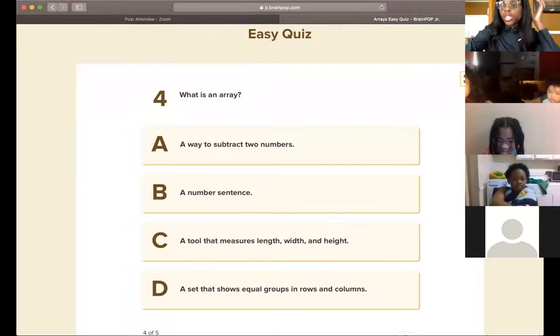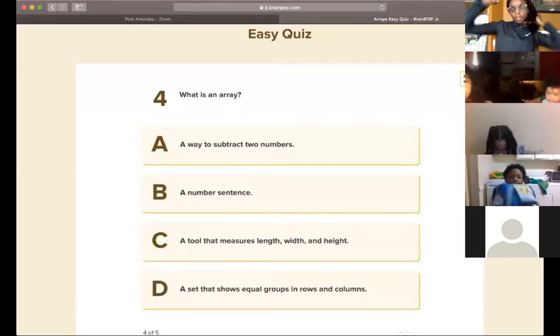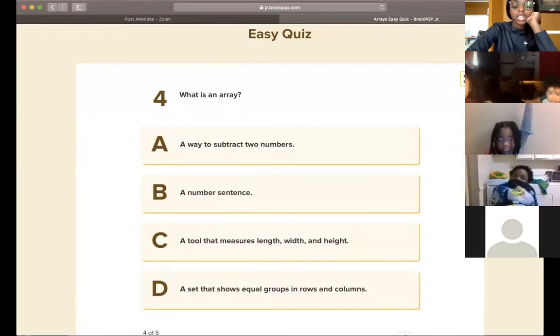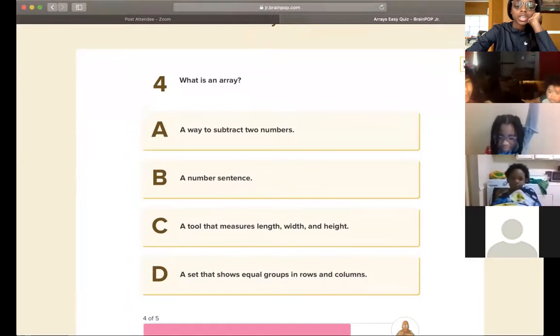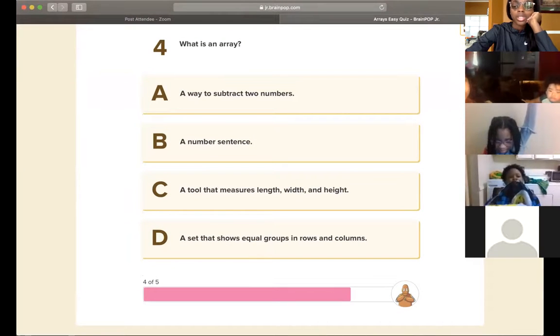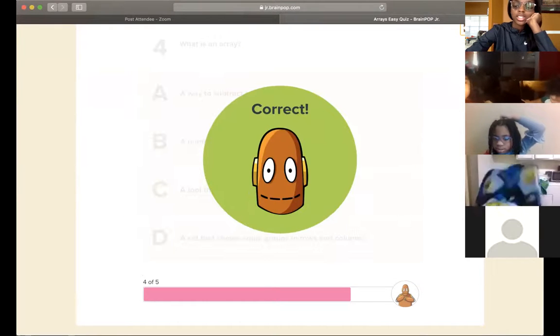All right, number 4 says, what is an array? A, a way to subtract 2 numbers. B, a number sentence. C, a tool that measures length, width, and height. Or D, a set that shows equal groups in rows and columns. What you think, Talon? D. You think D? Good job.